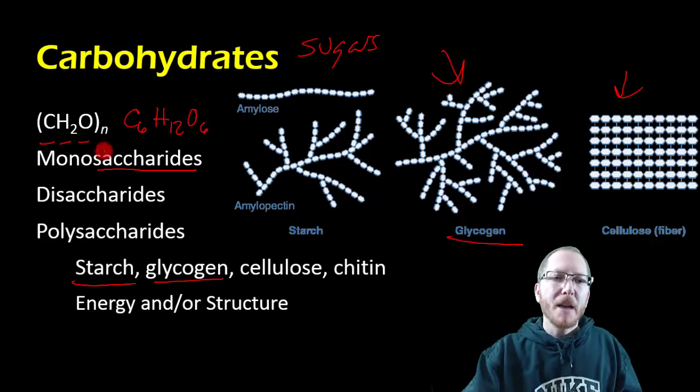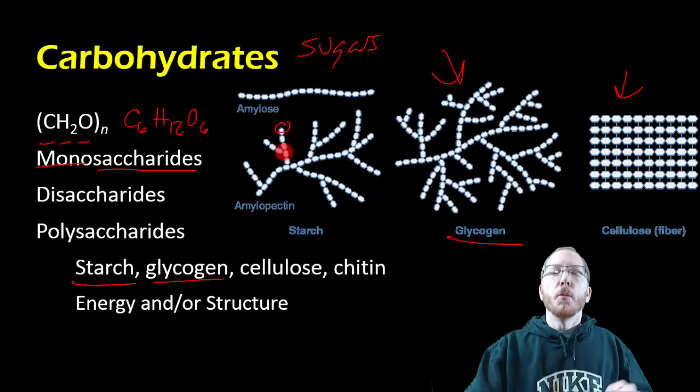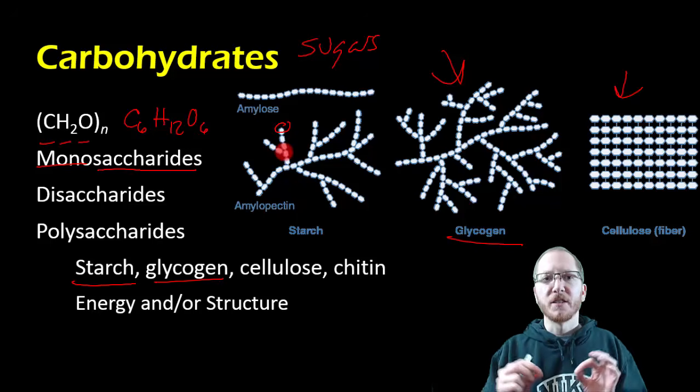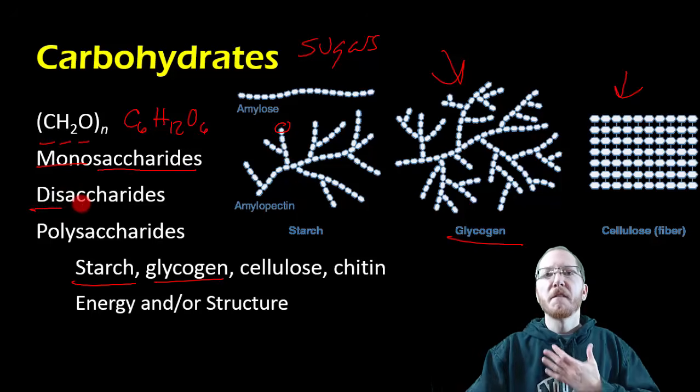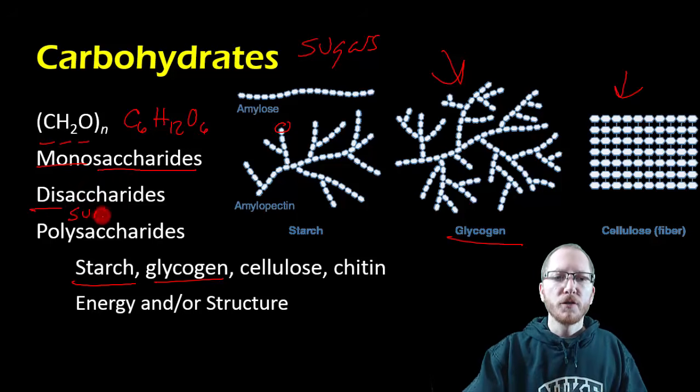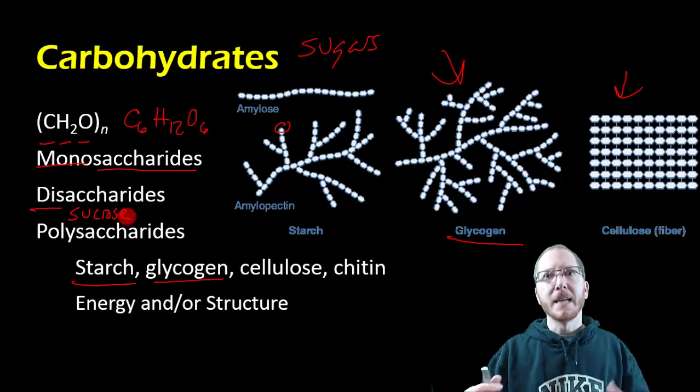Now, monosaccharides will be what we call simple sugars. So this is one of these guys. That's going to be a monosaccharide. We can also take 2 of those guys and stick them together and we'll get a disaccharide. We bring this up because a lot of the food that we eat contains disaccharides. So for instance, sucrose, table sugar, is going to be a disaccharide.